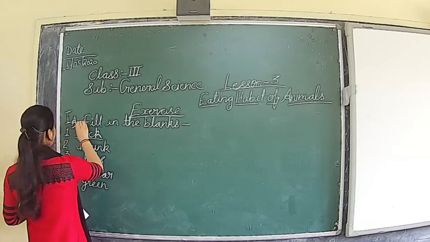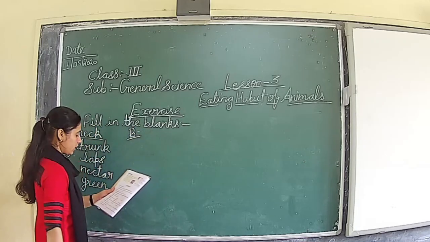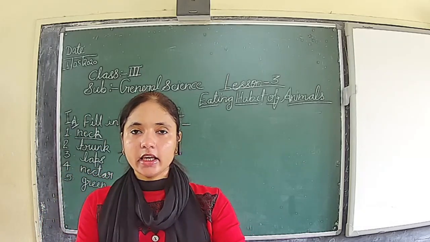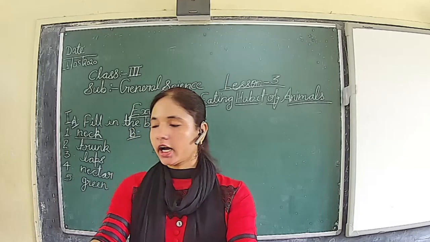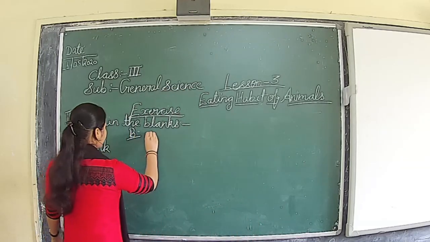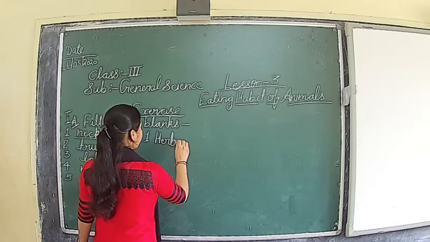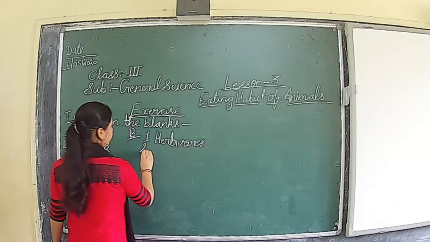Then this is the A part, and now we can see the B part. That is, pick the right answer. In this, the first question is, plant eating animals are called what? Herbivores. Those who depend on plants for their food are called herbivores.